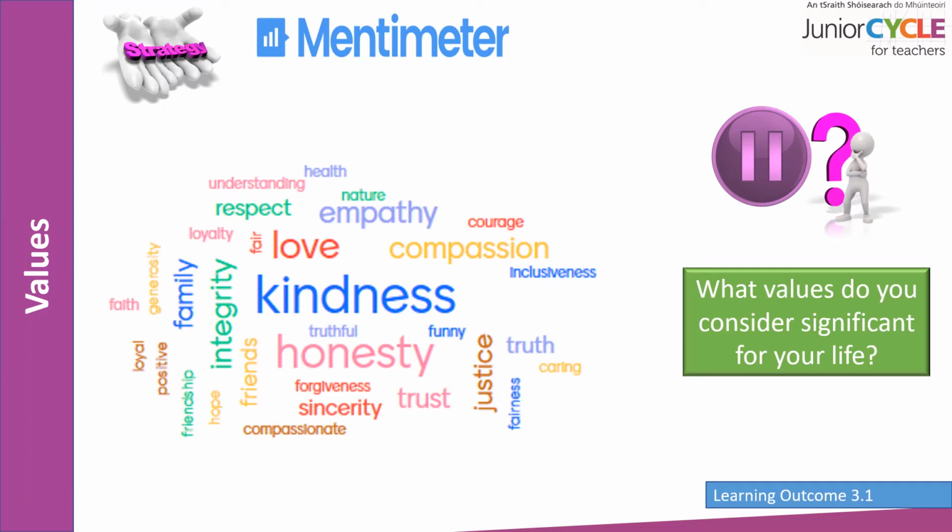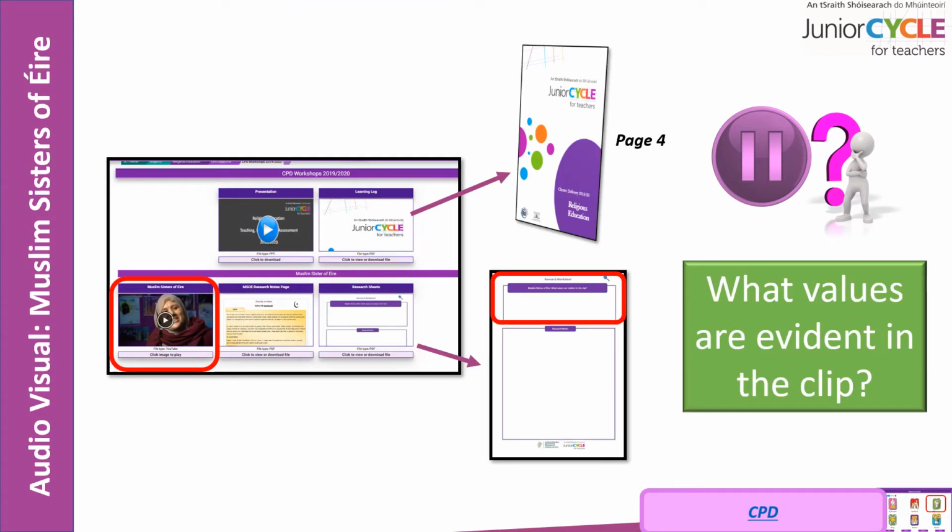You might like to pause the presentation here to reflect on what values you consider to be significant. You can do this individually or discuss it with your colleagues. You might like to discuss, if it's not possible to use Mentimeter in your classroom, how would you use a similar prior knowledge with your students? I'm now going to ask you to go to page 4 of your booklet. We're going to engage now with an audiovisual resource, and you might write down some of the values that you see evident throughout the clip.